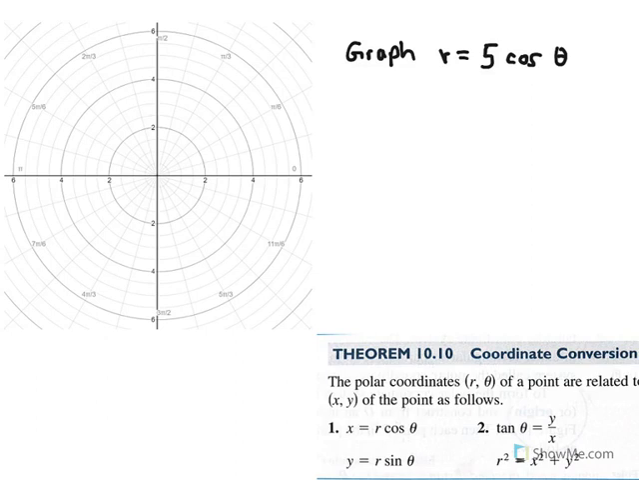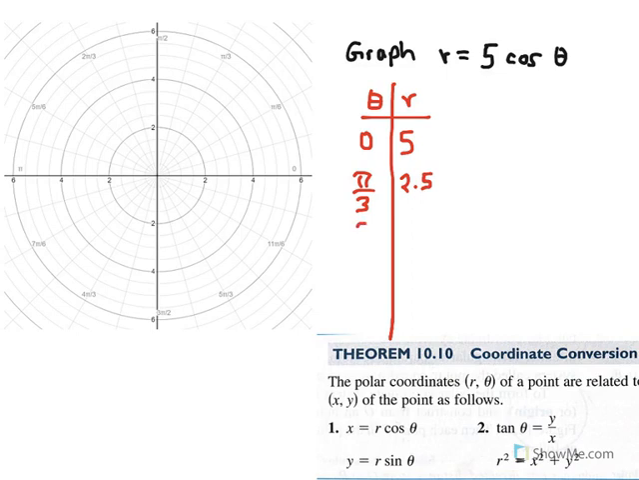What you'd have to do is make a table of values. So you'd have input values would be theta, and output values would be r. And you would choose different values for theta, like 0. Cosine of 0 is 1. 5 times 1 is 5. You can also try something like pi over 3. Cosine of pi over 3 is 1/2. 5 times 1/2 is 2.5.